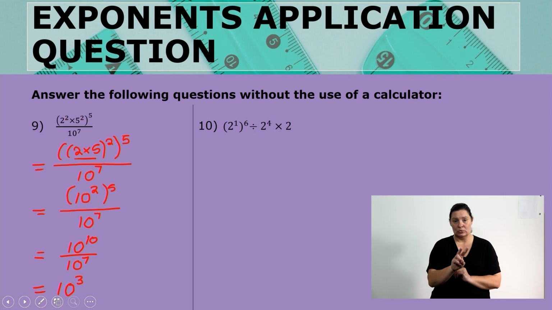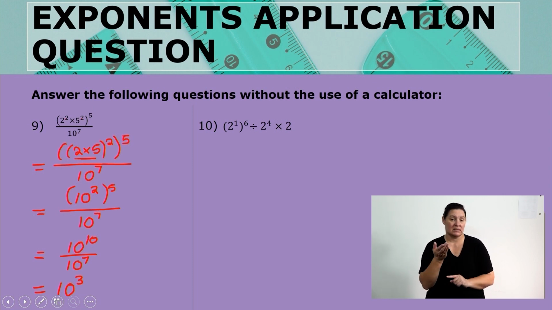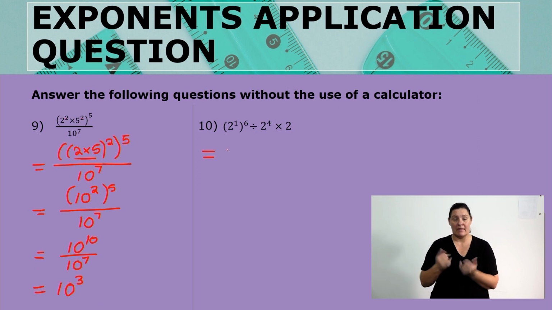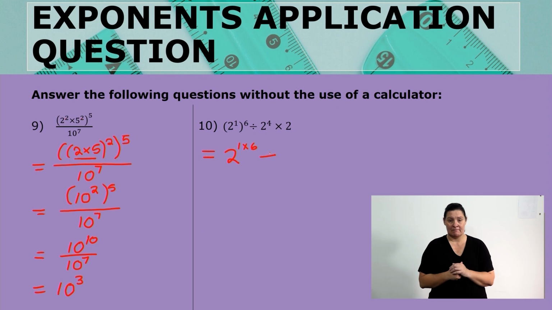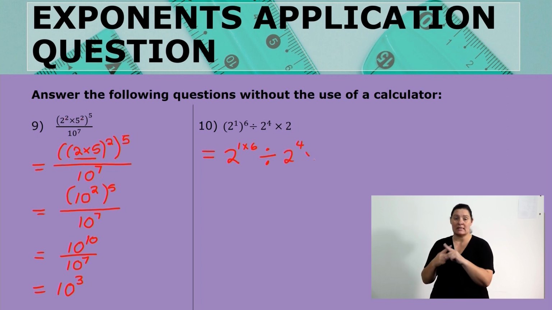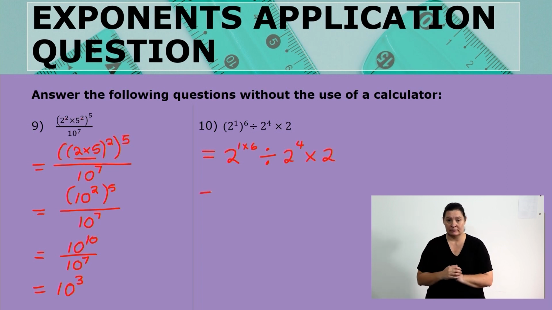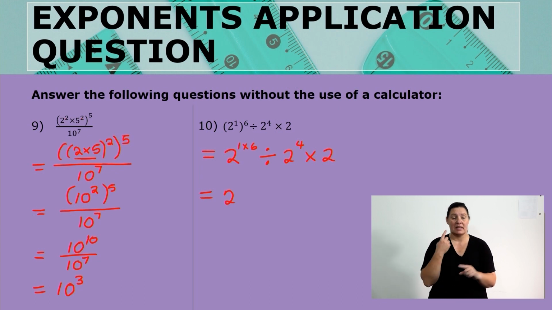This is 2 to the exponent of 1, and this power is raised to the exponent of 6 divided by 2 to the exponent of 4 multiplied by 2. We are going to say 2, and that is 1 multiplied by 6 according to our exponent laws, divided by 2 to the exponent 4 multiplied by 2. We are dividing first and then multiplying.